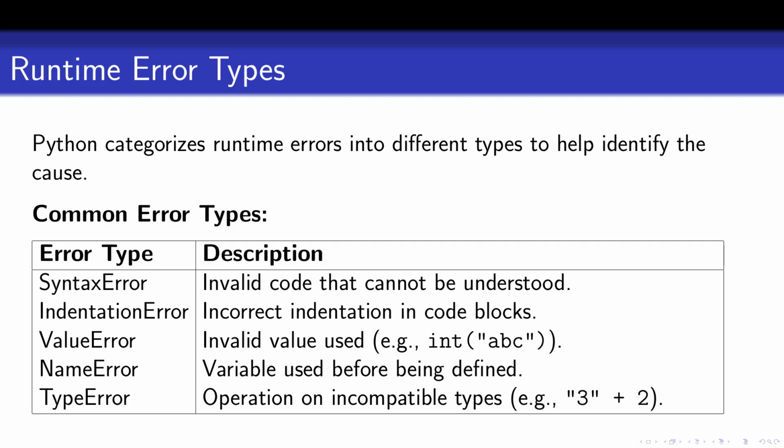A value error, like we just saw, means you passed an inappropriate value to a function, like trying to convert text into a number. A name error means you used a variable before defining it, maybe a typo, or you forgot to assign it. And finally, a type error occurs when you try to mix types that don't go together, like adding a number and a string. These error types are Python's way of guiding you toward the problem. If you pay attention to the error messages and understand what they mean, you'll fix bugs faster and become a better problem solver.